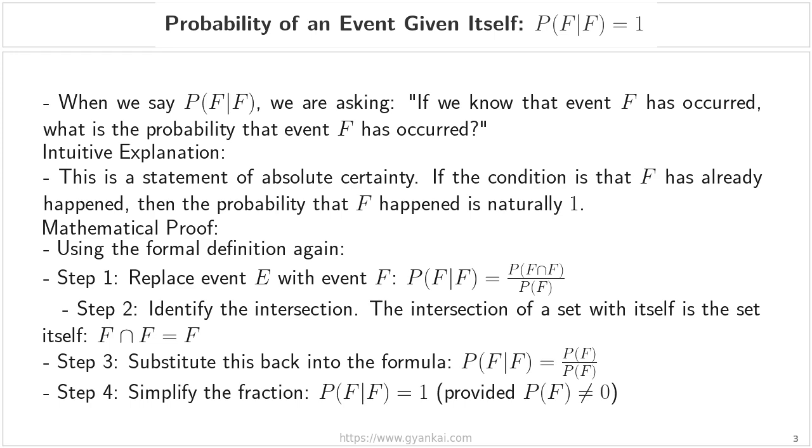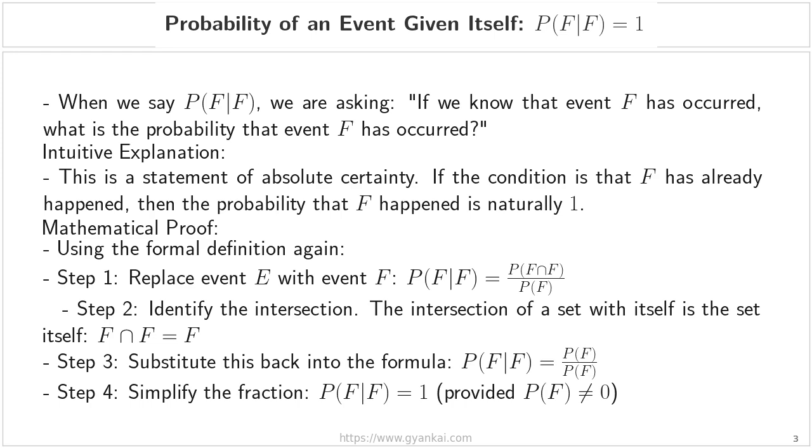Next, we look at the numerator, which is the intersection of F and F. In set theory, the intersection of any set with itself is simply the set itself. So, F intersection F is just F. Now, we substitute this back into our fraction. This leaves us with the probability of F divided by the probability of F. Finally, as long as the probability of F is not 0, any value divided by itself simplifies to 1. And there you have it. The probability of F given F equals 1.